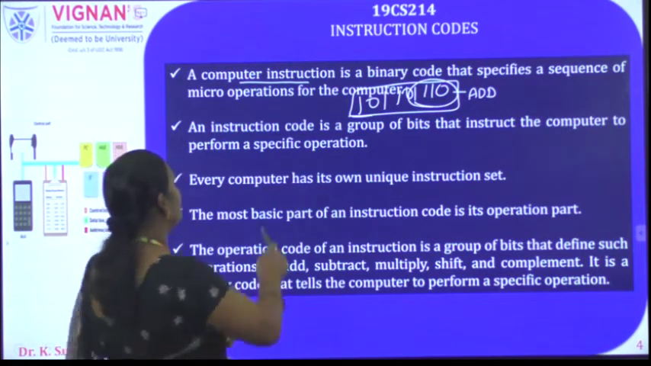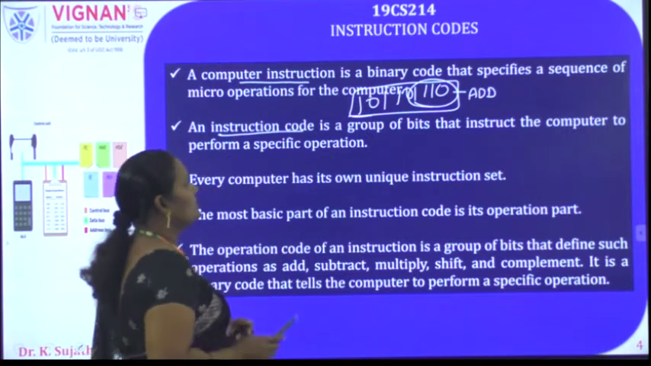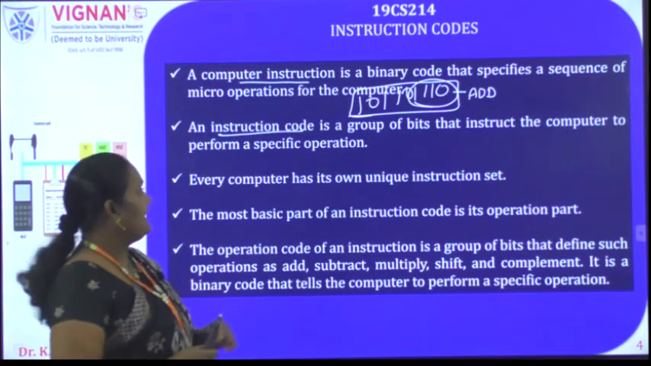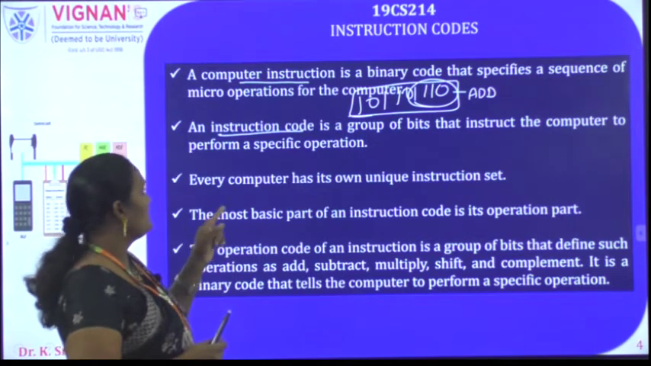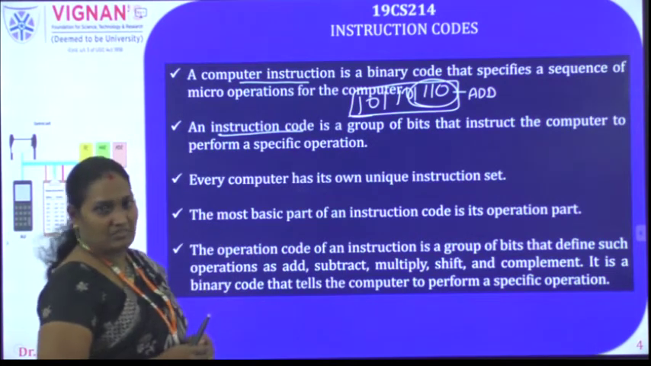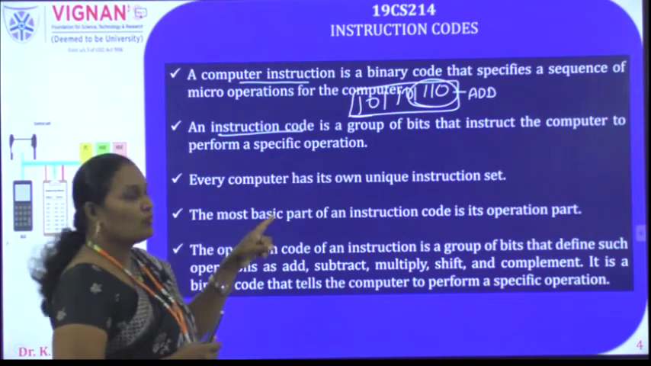Right. Next definition is instruction code. What is an instruction code? An instruction code is a group of bits that instruct the computer to perform a specific operation.